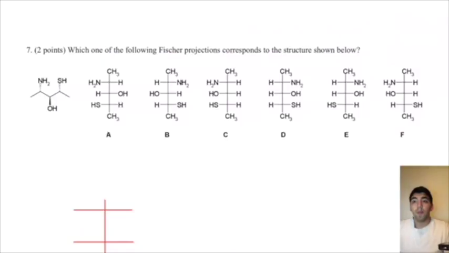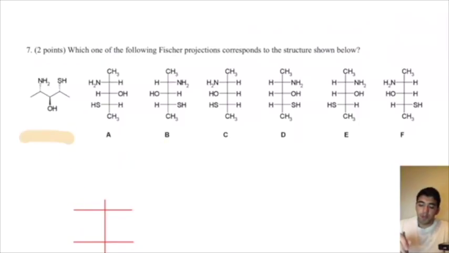We're going to move on to problem number 7. Which of the following Fisher projections correspond to the structure shown below? Two ways to do this problem. The first way is just to assign chirality to our starting molecule and to the others, or we can just convert our original molecule into a Fisher projection.